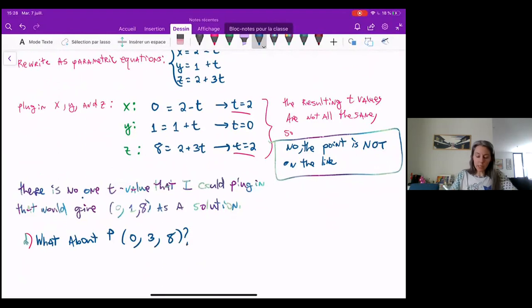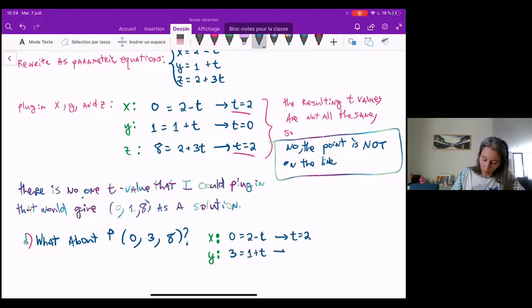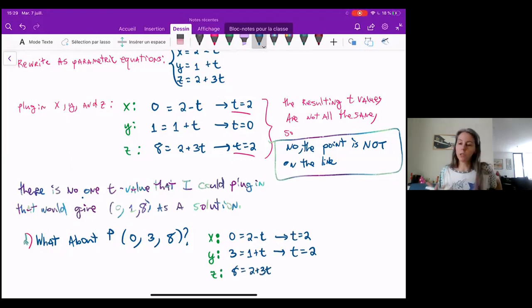Okay, so we're going to do the same thing. So here for x, I would have 0 is equal to 2 minus t, which would tell me that t is equal to 2. For y, 3 is equal to 1 plus t, which would again give me t equals 2. And for z, 8 is equal to 2 plus 3t. So notice I'm still just using those parametric equations that I wrote. And this again would give me t is equal to 2. So notice all of the t values are the same here.